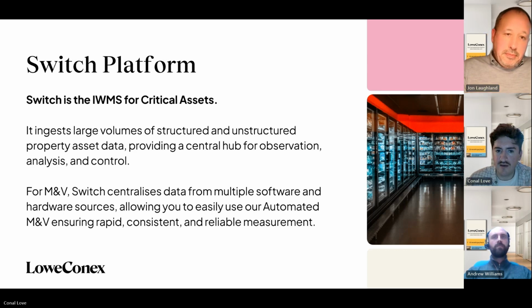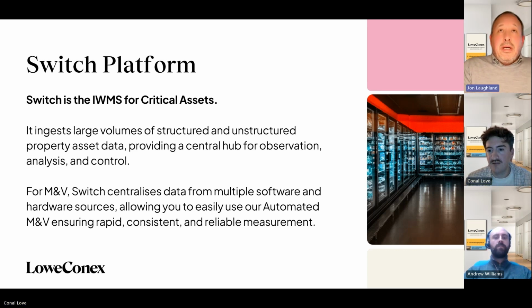So I see there, really Switch centralizes all that data across all those things, and then you can use that centralized data as part of the M&V. But I think it's important to call out these things can also exist separately. And whilst Switch is kind of an enabler for that, it's not necessarily pivotal to use the M&V tool. Is that right? It's true.